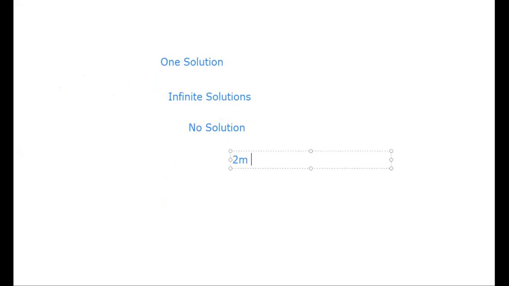Think about this. 2m equals 2m plus 2. That's a two-step equation. The only difference here is we have a variable on both sides of the equal sign. And we need to get them together. What happens when I subtract 2m? The m's cancel.